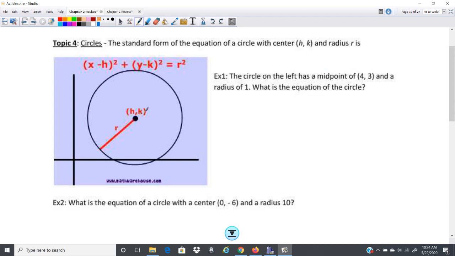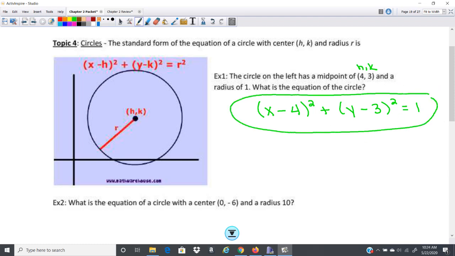So if this circle has a midpoint of (4, 3) and a radius of 1, what is the equation of the circle? We would just plug this in, this 4, 3, as h and k. So here we would go (x minus my h, which is 4) squared, plus (y minus 3) squared equals 1 squared, which is just 1. We would just leave it just like that, and that's going to be standard form of the circle.